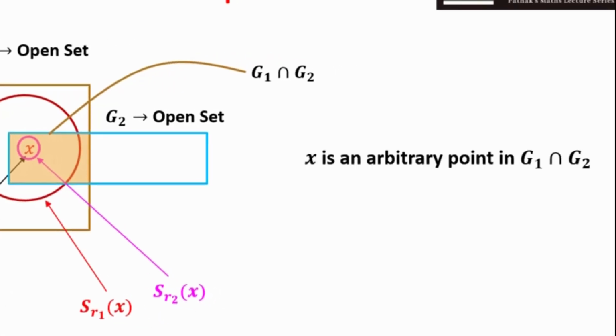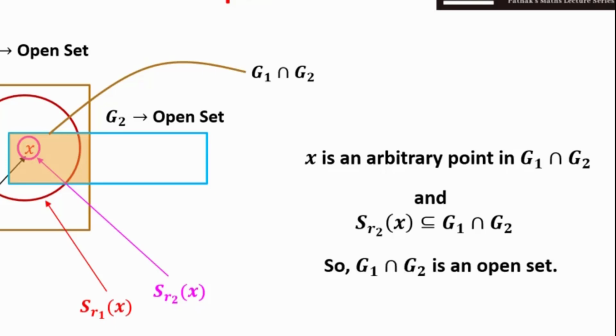So what we find is that X is an arbitrary point in G1 intersection G2, and SR2X is a subset of G1 intersection G2. So X is an arbitrary point in G1 intersection G2, and we have an open sphere centered at X which is a subset of G1 intersection G2, and therefore by the definition of open set which we have just recalled, it gives us that G1 intersection G2 is an open set. Now we have two observations. What are those? Let us see.